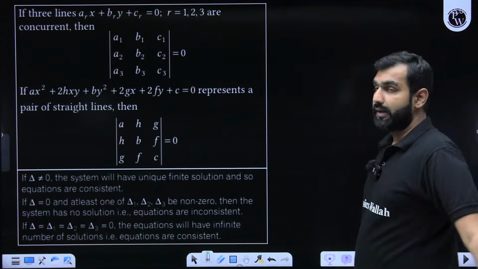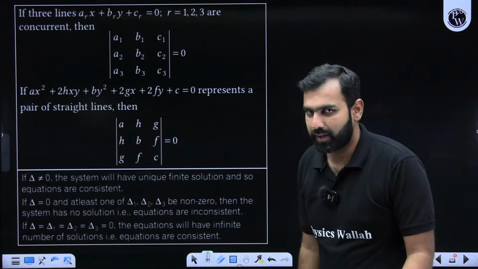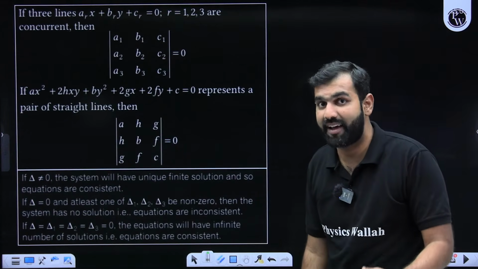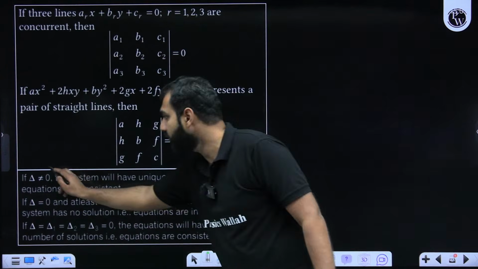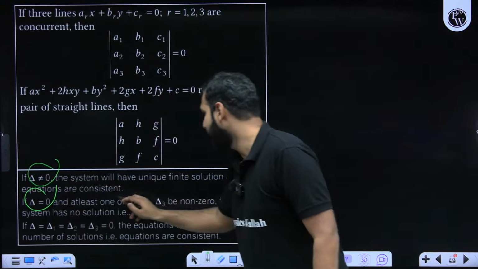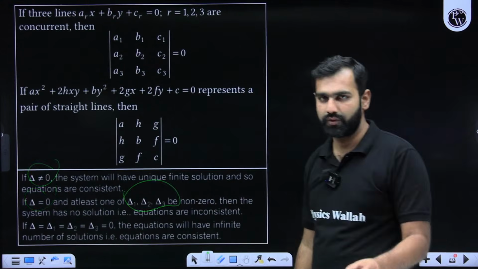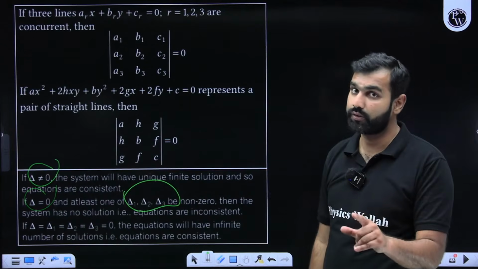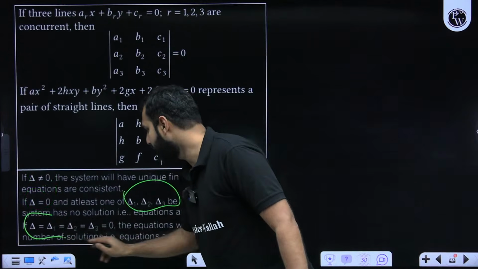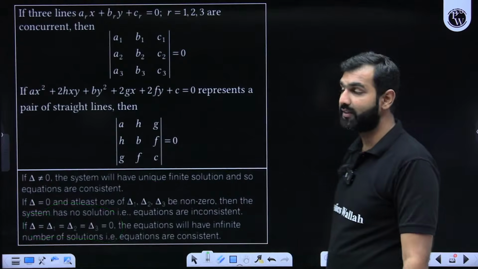When you are given three equations in three variables, and you talk about it having a unique solution, then delta should be non-zero. If delta is 0 and delta 1, delta 2, delta 3 are non-zero, or at least one of them is non-zero, then we say no solution. But if all four, delta, delta 1, delta 2, delta 3, are 0, then we say infinite solutions.